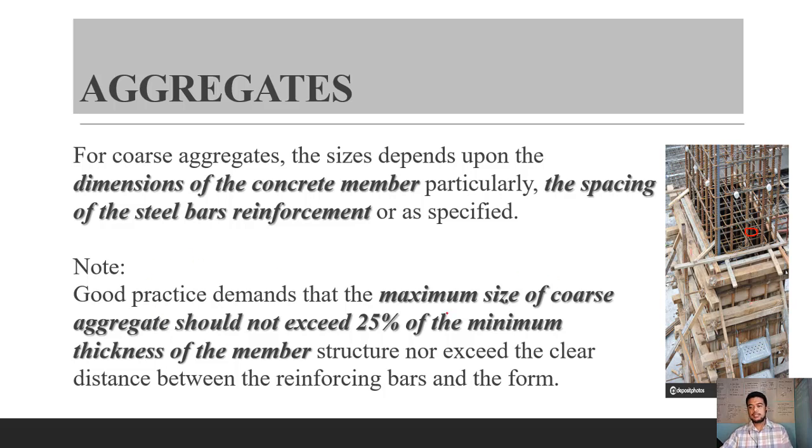So, good practice demands that the maximum size of coarse aggregate should not exceed 25% of the minimum thickness of the member structure, nor exceed the distance between the reinforcing bars and the form. So, of course, the spacing of the rebars, okay, should also be considered for the concrete to be poured smoothly.